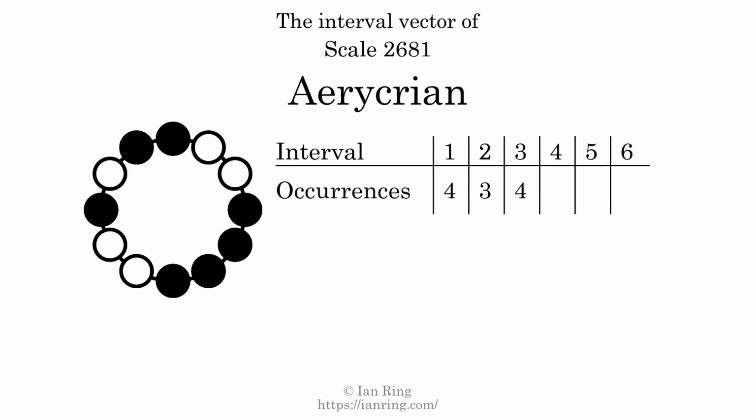There are 4 intervals with a size of 3 semitones. They are here, here, here, and here. There are 3 intervals with a size of 4 semitones. They are here, here, and here. There are 4 intervals with a size of 5 semitones. They are here, here, here, and here. There are 3 intervals with a size of 6 semitones. They are here, here, and here. Each interval does not appear in this scale a unique number of times, so this is not a deep scale.